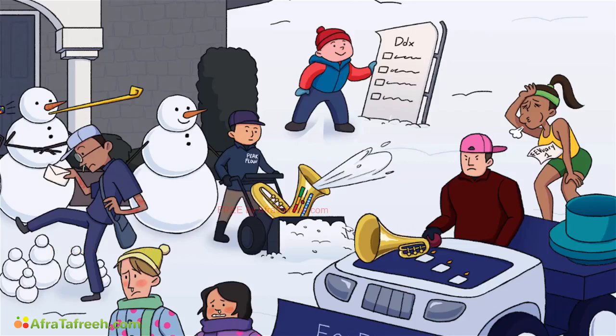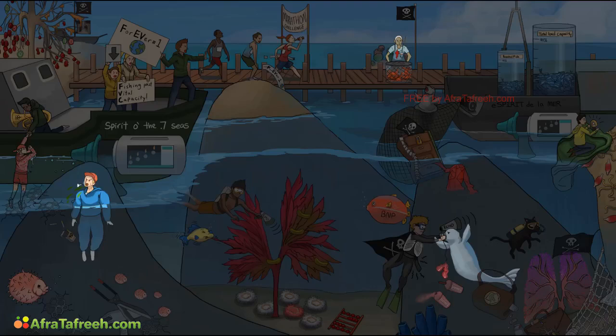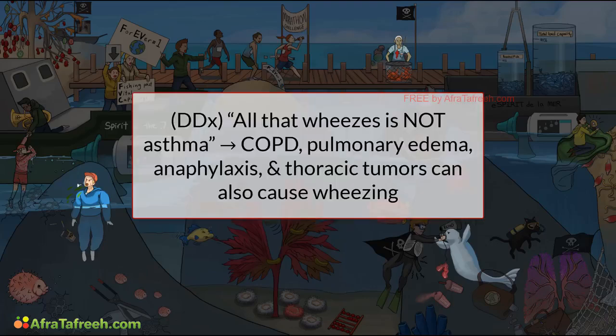While asthma is the most common cause of wheezing, wheezing is simply a sound made by air moving through narrowed luminal areas anywhere along the respiratory tract. Therefore, anything that causes airway narrowing can produce a sound just like wheezing. Many diseases, such as COPD, pulmonary edema, anaphylaxis, and thoracic tumors can also cause wheezing. Coincidentally, these conditions also typically cause dyspnea. So check out our acute dyspnea and chronic dyspnea DDX sketches for more info on these conditions.